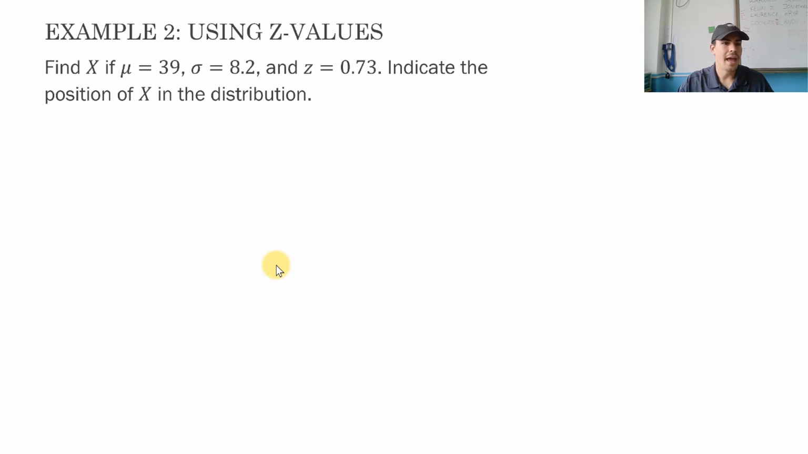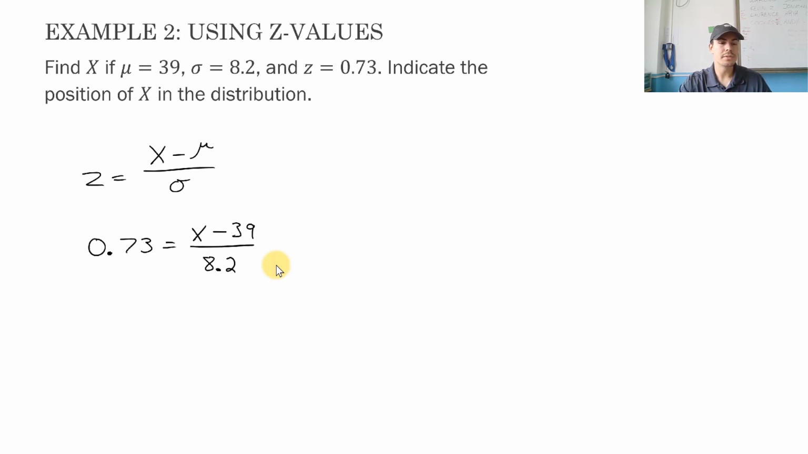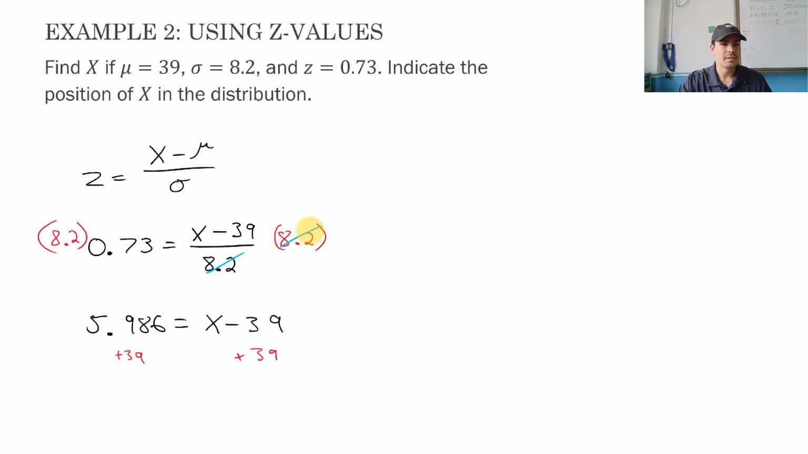All right, let's use our z values now. We're going to find x, which is our data value, if mu, or the mean, is 39, and sigma is 8.2. And z, my z value, is 0.73. Indicate the position of x in the distribution. So first thing, we're going to start off with our formula for z, and then I'm just going to plug in the values that I know, and that's going to allow me to find x. So first thing, I need to multiply both sides by 8.2, and that is going to cancel these two out. And then I'll add 39 to both sides, which gives me an x value of approximately 45.